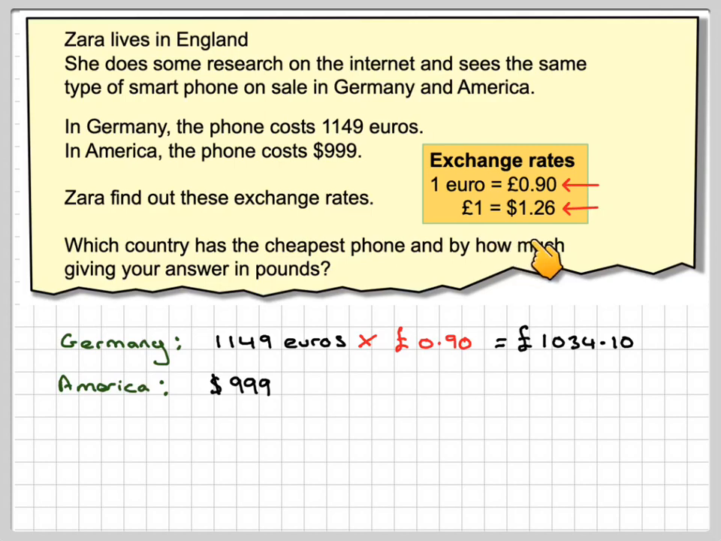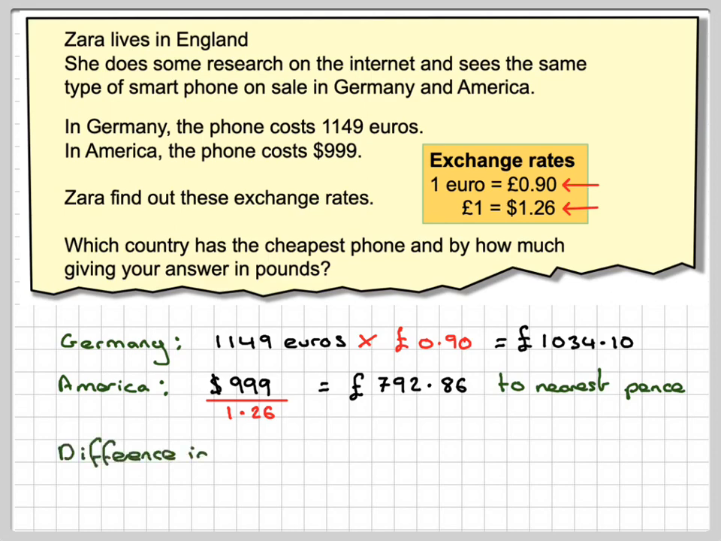£1 is equal to $1.26. So we need to see how many times 1.26 goes into this number. So here we have to do a division, which is actually going to give me £792.86 to the nearest pence.